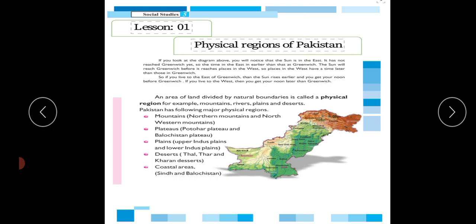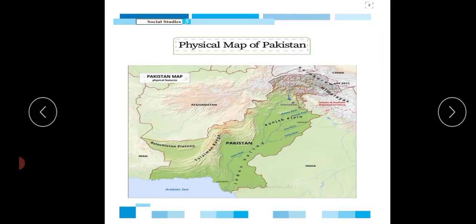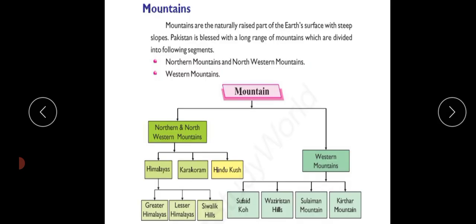So the first topic which we will study is the mountains. What are mountains? Mountains are the highest land having sharp points or peaks. Mountains are naturally raised part of the earth's surface with steep slopes.